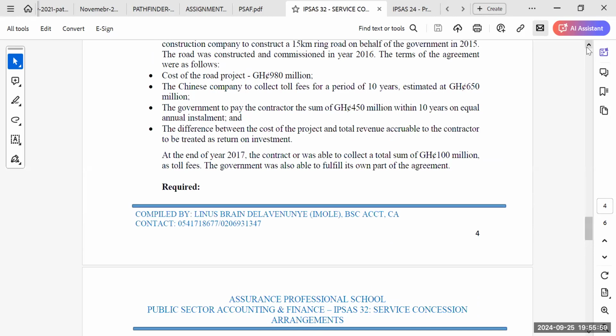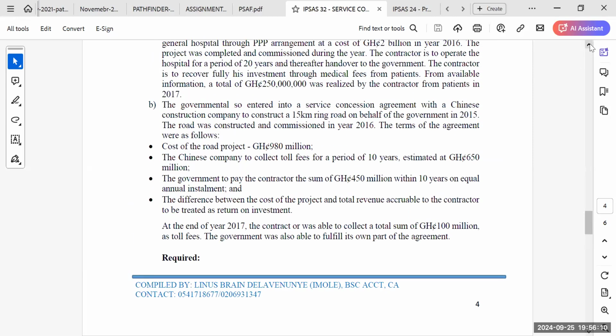All right, thank you. It seems like your network is very bad, but we have managed it. Okay, so these are the two issues.